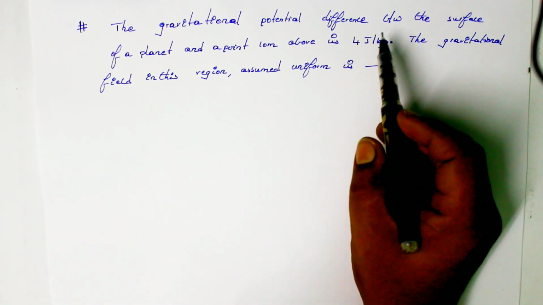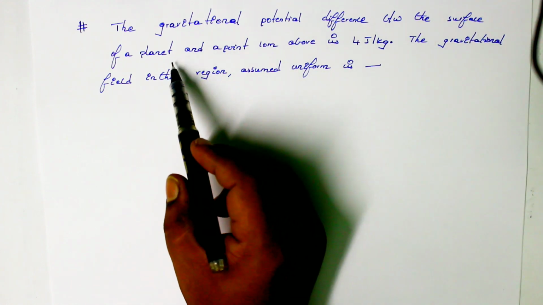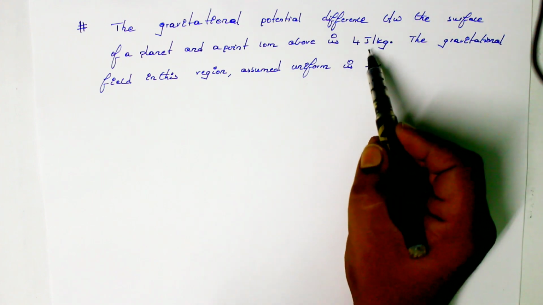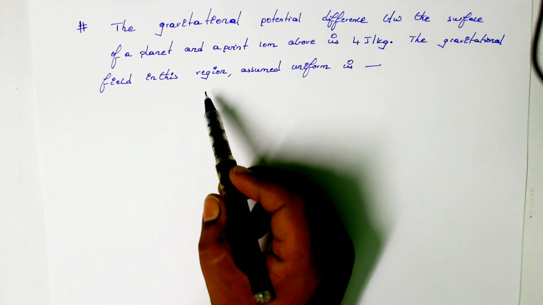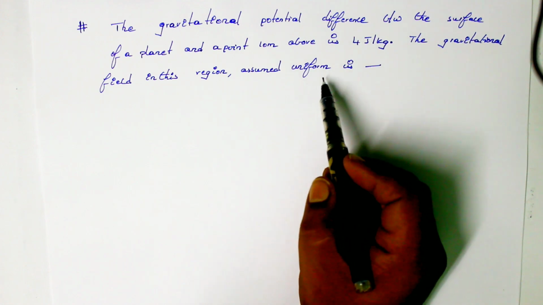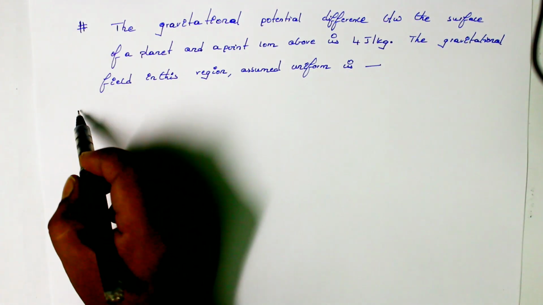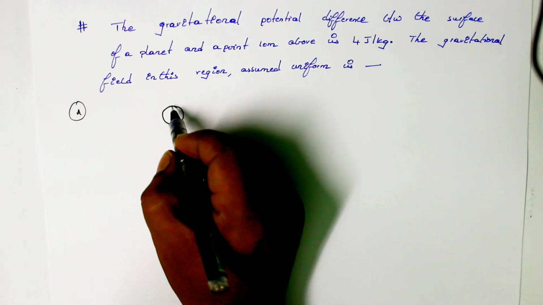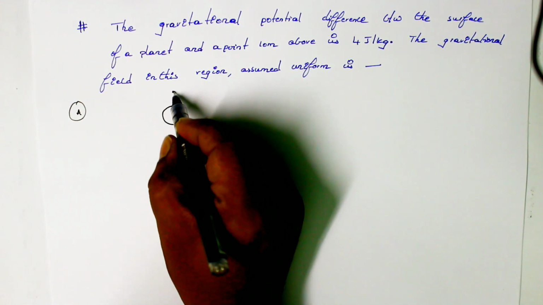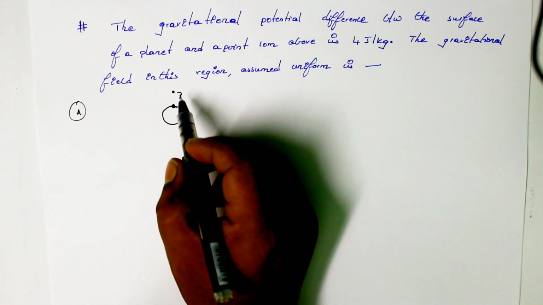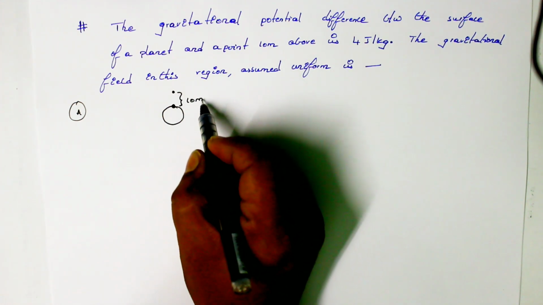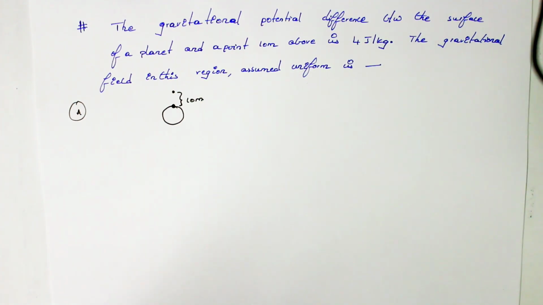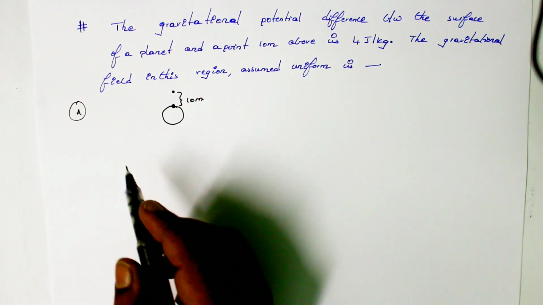The gravitational potential difference between the surface of a planet and a point 10 meters above is 4 joule per kg. The gravitational field in this region, assumed uniform, is dash. So that is the given question. For example, this is the surface of the earth. Then the potential difference between 2 points is given. The points are separated by a distance of 10 meters, and the potential difference is 4 joules per kg. Then he is asking for the gravitational field in this region.